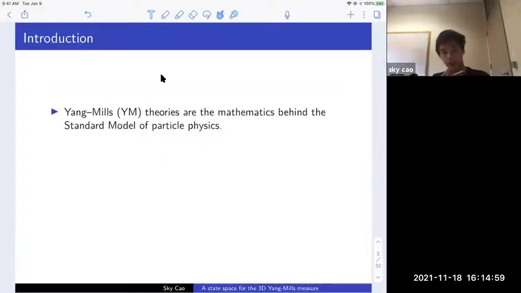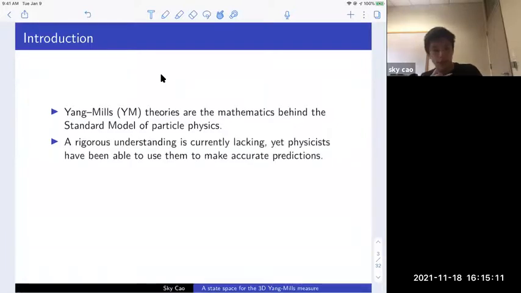Yang-Mills theories are supposed to be the mathematics behind the standard model of particle physics. And the standard model of physics describes the behavior of elementary particles at very short distances. Even though we don't currently have a rigorous understanding of these theories, physicists nevertheless have been able to use them to make very accurate physical predictions. So there's no question that the standard model actually does describe nature. But there is this mathematical question of how we actually understand these things.